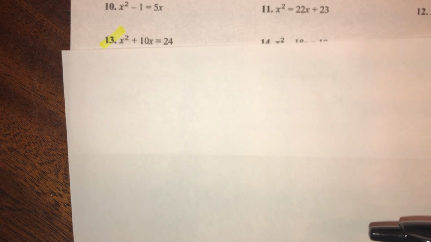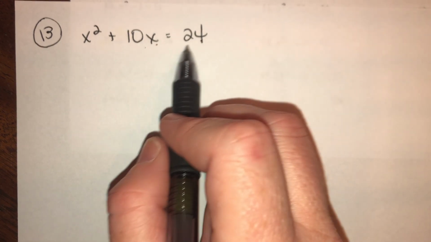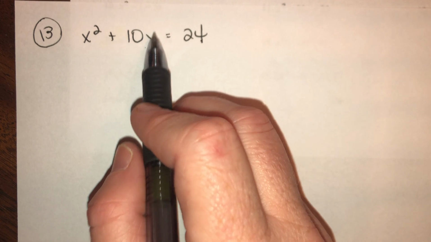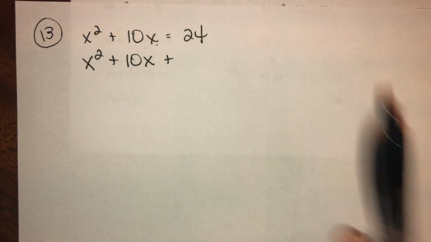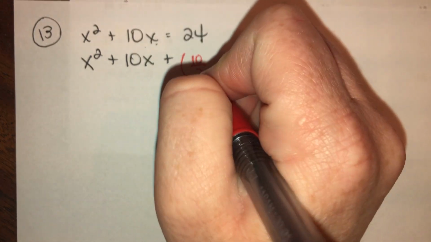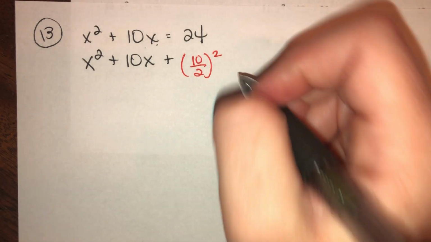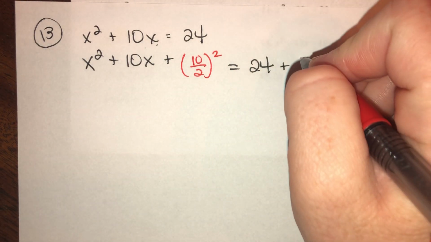X squared plus 10x equals 24. Okay, so this is how we want it set up, right? We don't want this 24 over here. We want to get rid of it. It's not a perfect square. We want to add our own term over here that would make this a perfect square trinomial. So I get x squared plus 10x plus, and then that term I'm going to add is the number in front of x divided by 2 and squared. And since I added it on the left side of my equation, I have to add it to the right side.